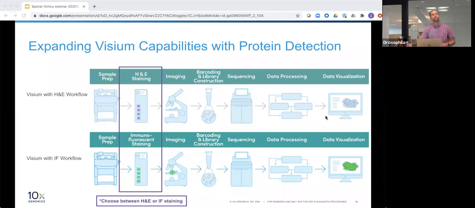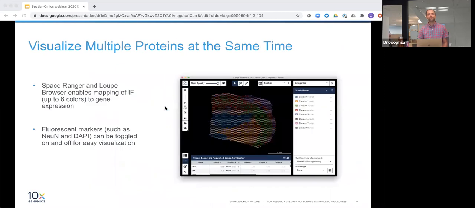So I think we touched on this a bit earlier, but essentially, you can choose either H&E or immunofluorescence now. Really, the workflow is exactly the same, except for your staining step. And once you get past your imaging, there's no change to the protocol at all. So if you can do one, you can do the other. And you can get that protein information if that's what you're interested in.